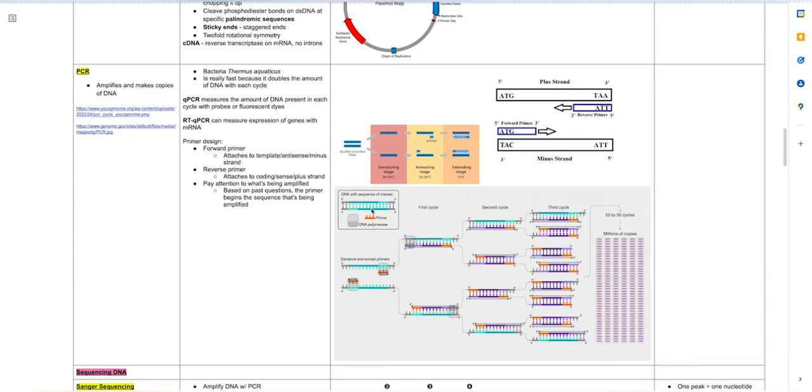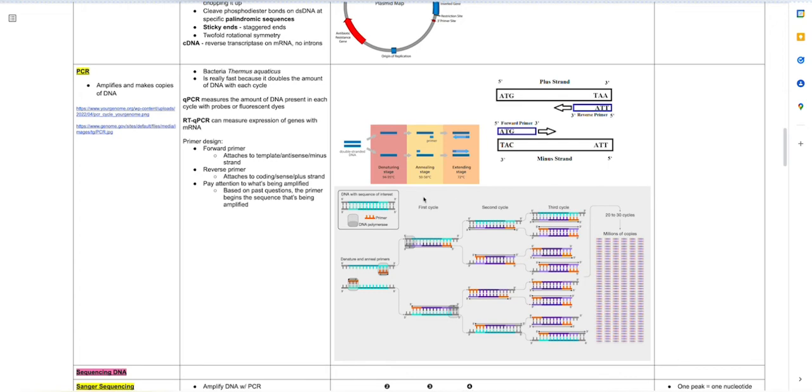And then if you look at this picture, it shows how fast it goes. Start off with 1, and then you get 2, and then you get 4, and you get 8, and then you make a bunch by 20 or 30 cycles, right?